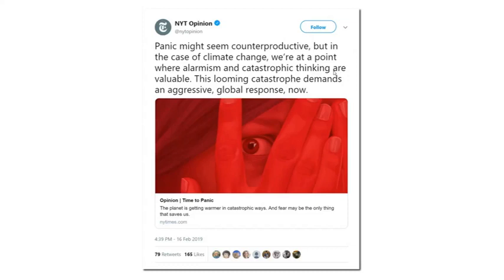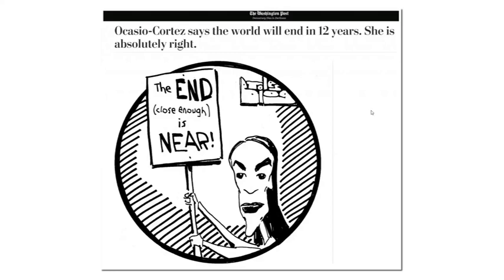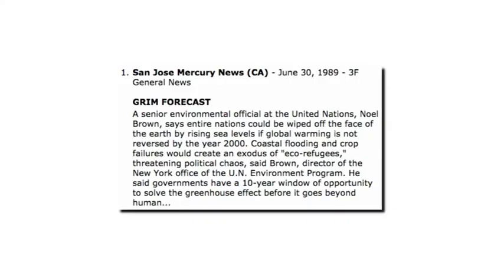The New York Times wants people to panic because they know that panicked people are very easy to manipulate. And the Washington Post also wants people to panic, saying that the world's going to end in a little over 11 years. Same story is from the UN 30 years ago. June 30th, 1989, grim forecast. A senior environmental official at the United Nations, Noel Brown, says entire nations could be wiped off the face of the earth by rising sea levels if global warming is not reversed by the year 2000.